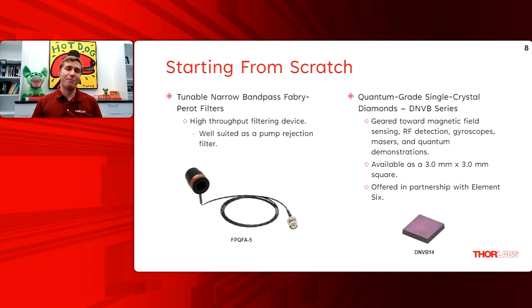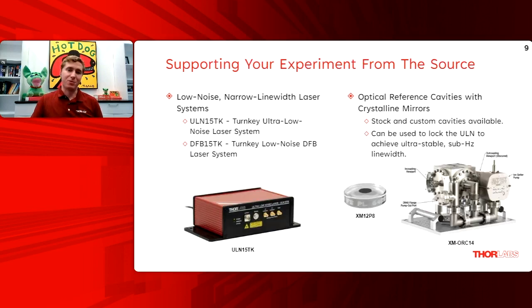Now, here I've kind of come to the end of that starting from scratch theme that I've been going with, where you're getting basic components and putting them into a system. Next up is going to be some of our systems that we have already. So the low noise narrow linewidth laser systems, for instance, the ULN15TK and the DFB15TK. These are fairly new additions as well, and they're both turnkey. So by that I mean, of course, you can just put it down on your optical table or breadboard, plug it in, turn it on, and you've got your source ready to go.